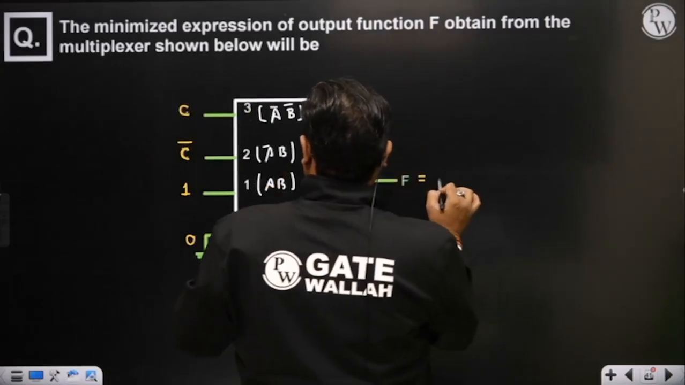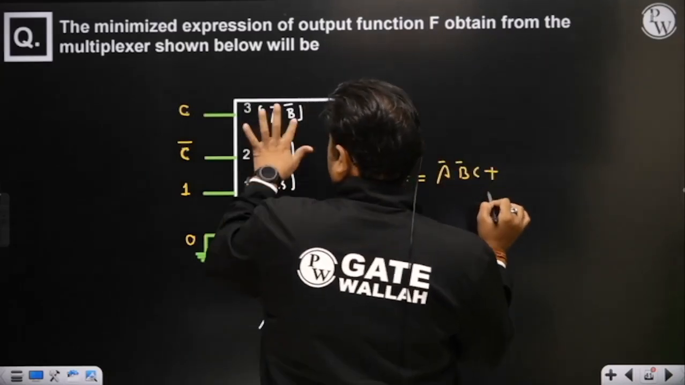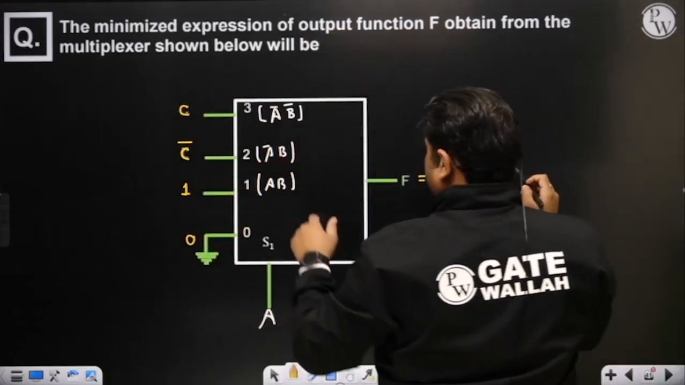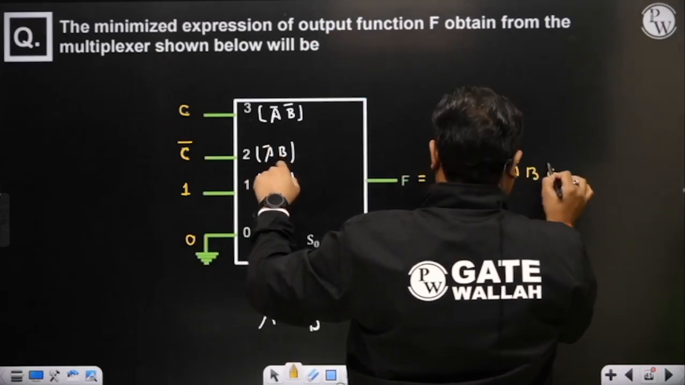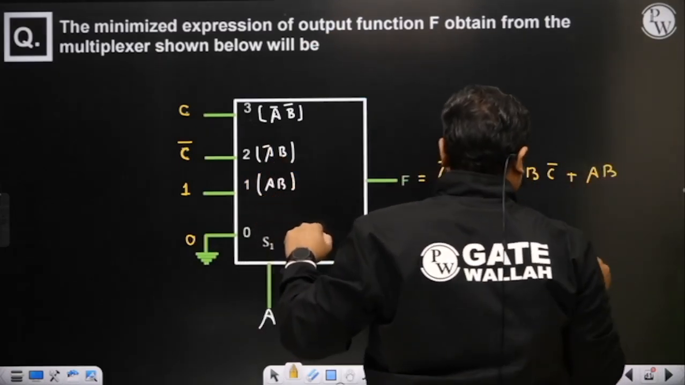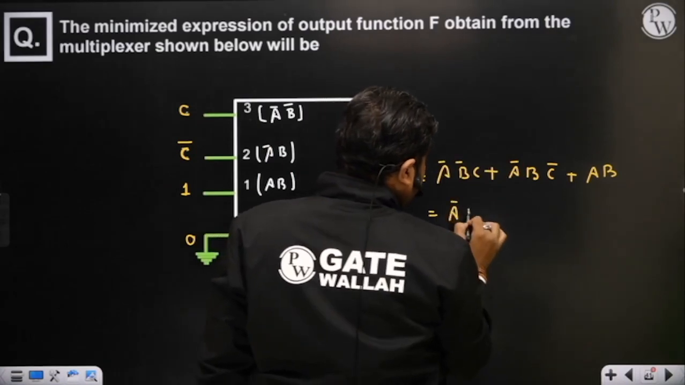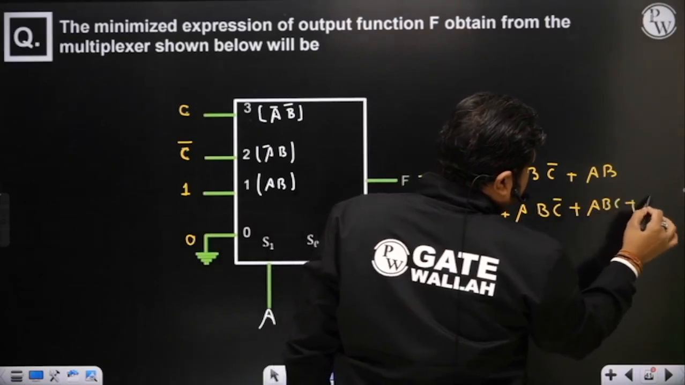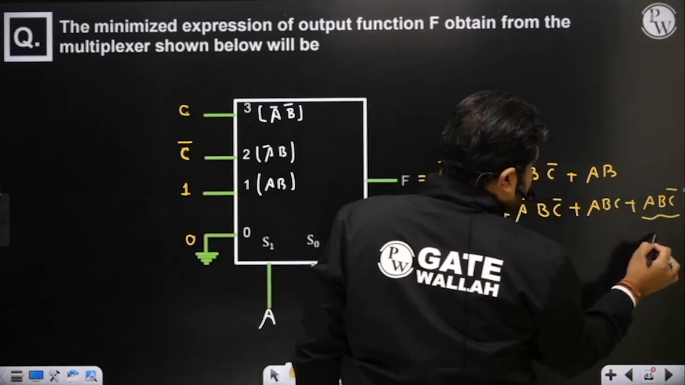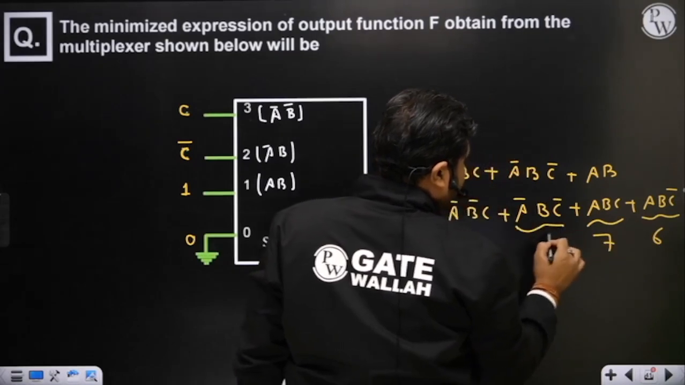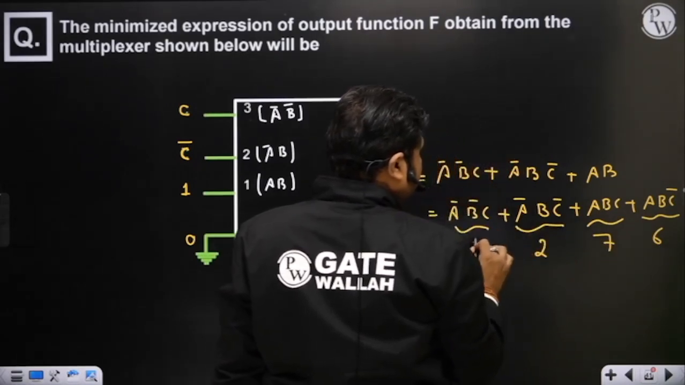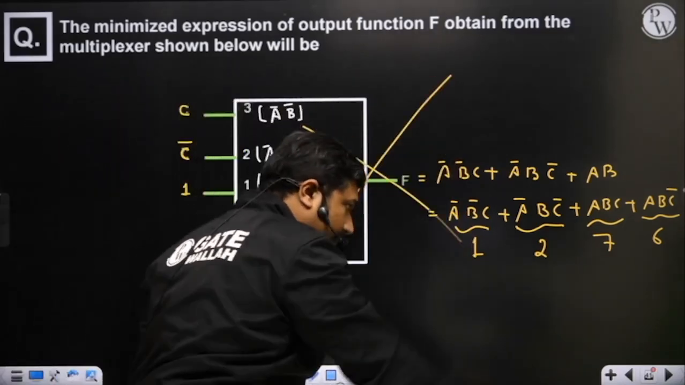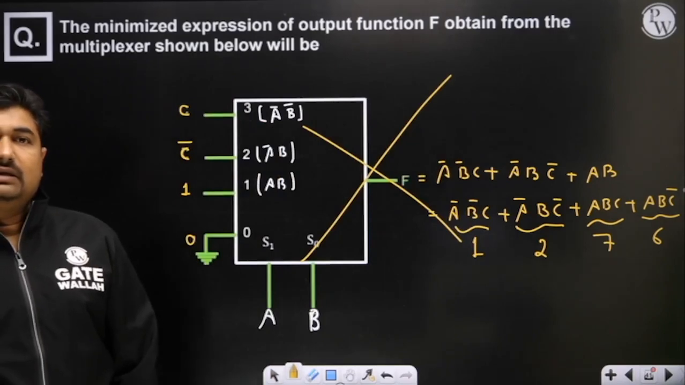Sir, this will give you A bar B bar C, because this is going to be multiplied here, sir, and then the entire thing is going to be added by the OR gate. So this is A bar B C bar plus A B. If you write, this will be A bar B bar C plus A bar B C bar plus A B C plus A B C bar. This is your 6, sir, 7, sir, this is your 2, sir, and this is your 1, sir. So basically the 1, 2, 6, 7 function will be implemented. Wrong. Why, sir? Why wrong, sir?